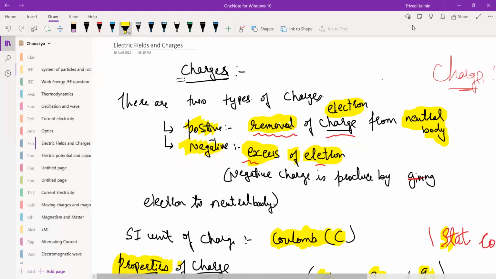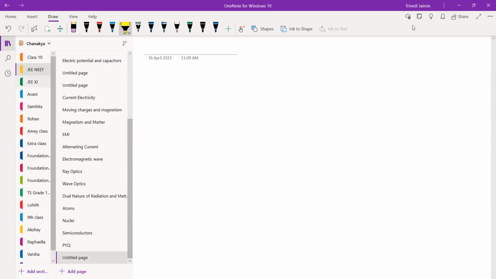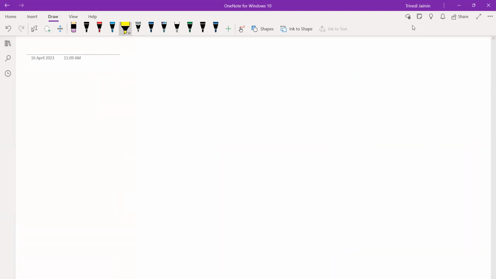Two charges. Let's have some electric charges. So you can say there are two types of charges. One is positive charge, one is negative charge. Positive charge. These are all things you know, I guess. So charges, positive.